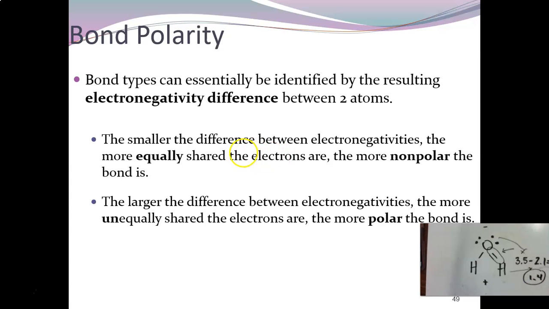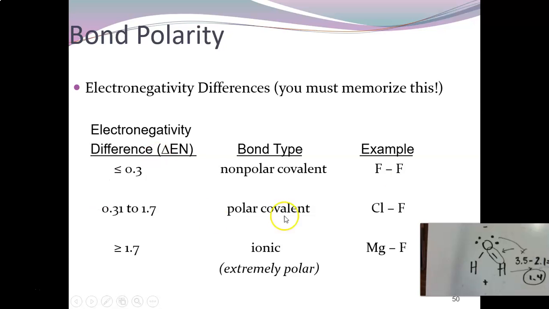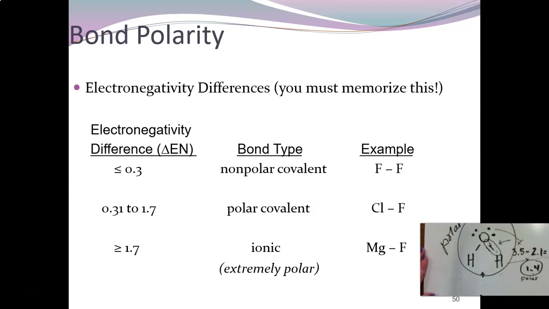So let's look at the next slide and see what that means. Here are the electronegativity differences, and yes, you have to memorize this. You will be okay. Memorizing is fine. So my 1.4 difference right here falls into this middle category right here, 0.31 to 1.7. That means that the bond in between hydrogen and oxygen here is polar. Not only is this whole molecule polar, the bonds are polar also.